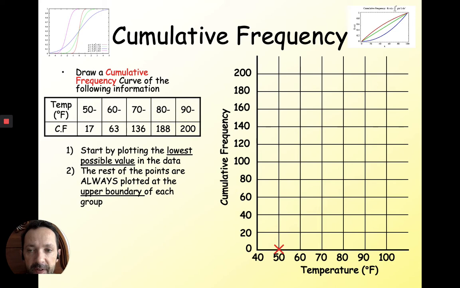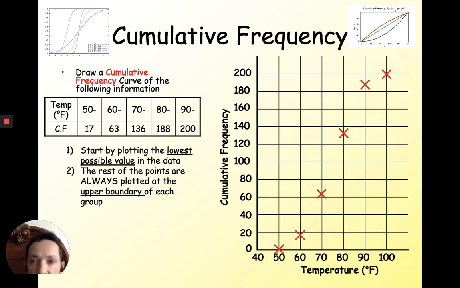Between 50 and 60, there are 17 pieces of data that we don't know exactly what it is, but we need to take the next limit. So here the next limit is 60, and we know that by 60 degrees Fahrenheit there have been 17 pieces of data. Okay, and then we do the same thing for 70 degrees, 63, 80 degrees, 136, 90 degrees, 188, and 100 is going to be 200, up to the 200 mark.